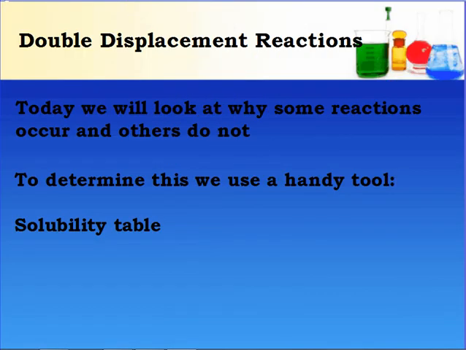What we're going to talk about today is why some reactions occur and others do not, with respect to double displacement reactions. To determine this, we use a handy tool called a solubility table. I have given everyone their solubility tables, and while we're doing this presentation, I would like you to have it out in front of you so that you may take the appropriate notes on the table. So pause the screen and please go get that.